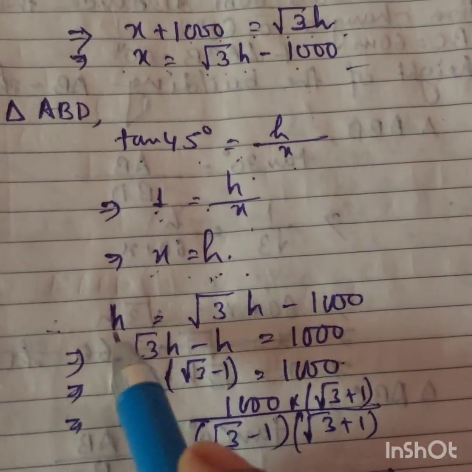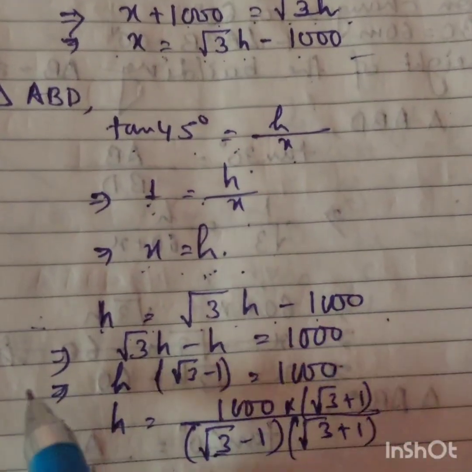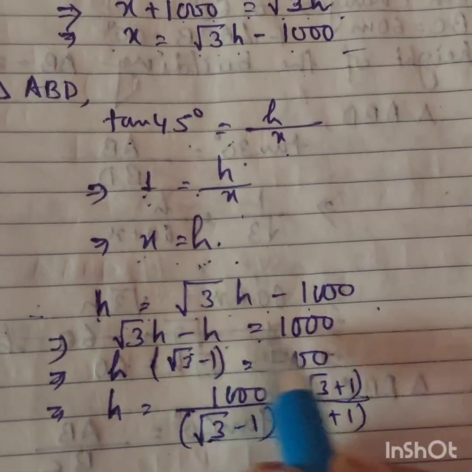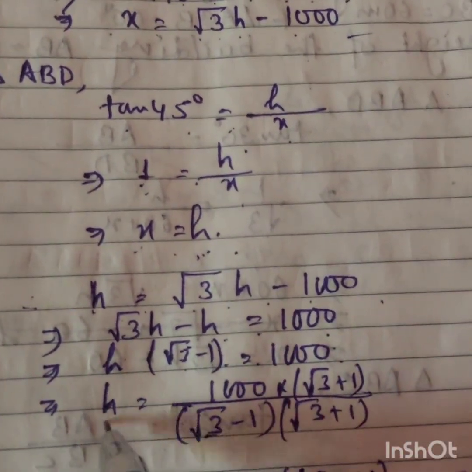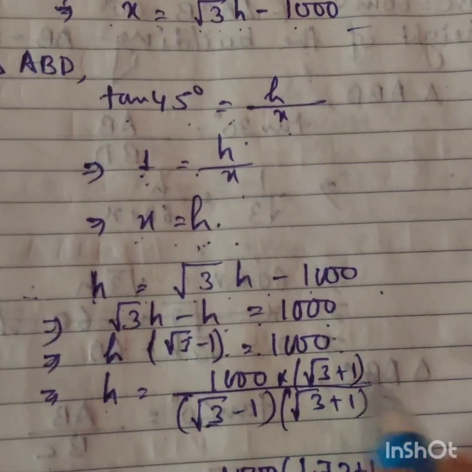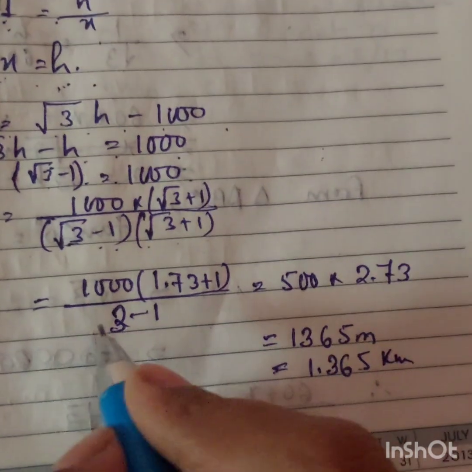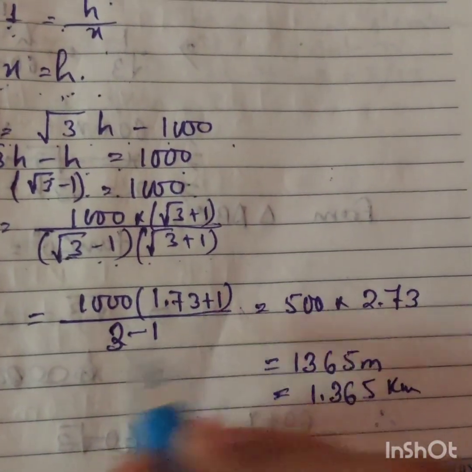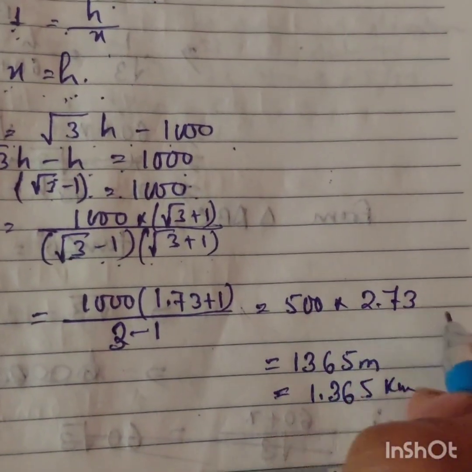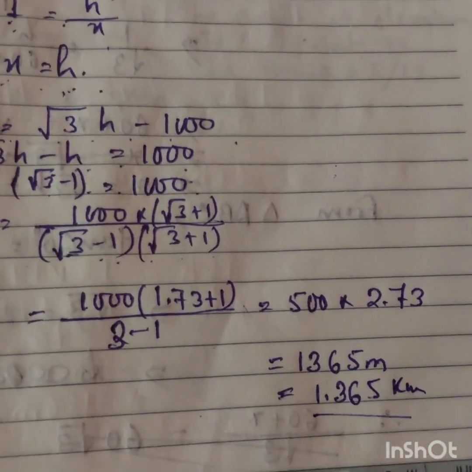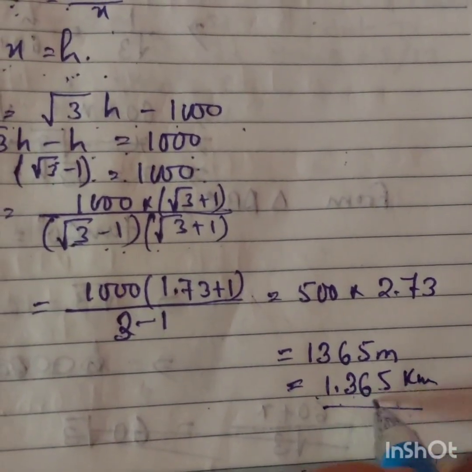So if you equate x, you will get h is equal to root 3h minus 1000. That implies root 3h minus h equal to 1000. That implies h into root 3 minus 1 equal to 1000. So that implies h equal to 1000 into root 3 plus 1 by root 3 minus 1 into root 3 plus 1. So you will get 1000 into 1.73 plus 1 by 3 minus 1, that is equal to 500 into 2.73. So if we do the calculation, you will get 1365 meter, that will be 1.365 km.